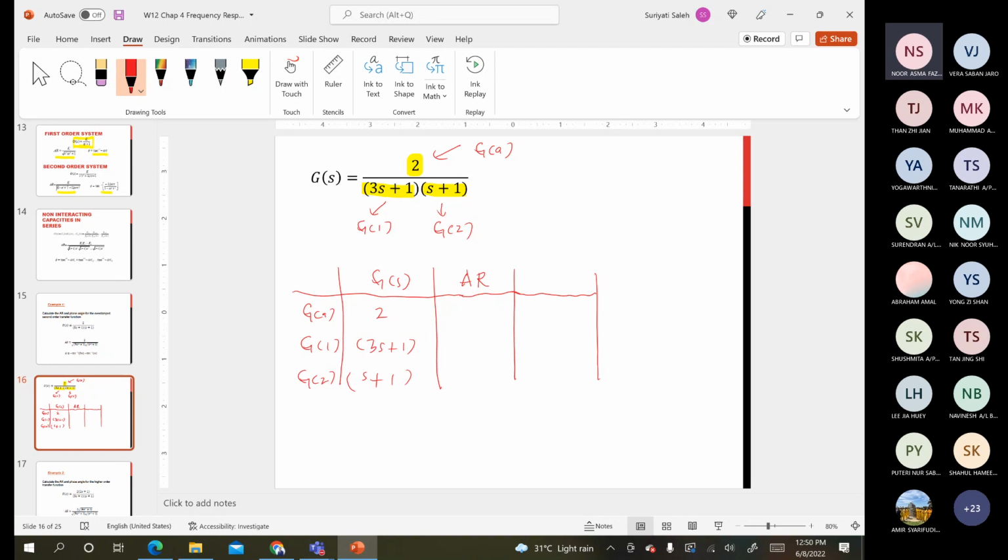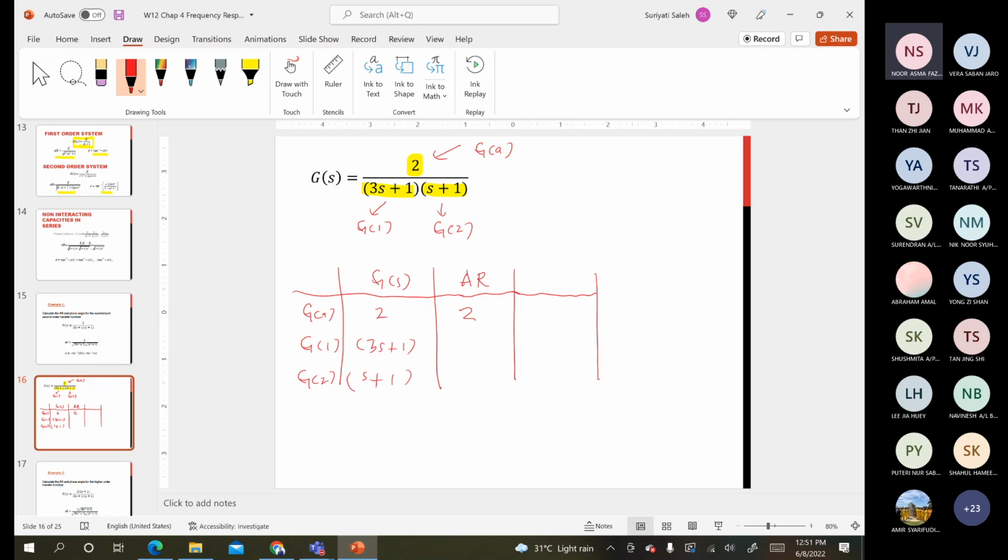So for this amplitude ratio, if you have a number, like in this case, you have 2, then since for the 2 you don't have any s, it's just a number, that means the amplitude ratio should be 2. It's not going to change. Whatever the number you have, you convert into amplitude ratio, still you get the same expression. So for this case, since the transfer function GA is equal to 2, then your amplitude ratio is also 2.